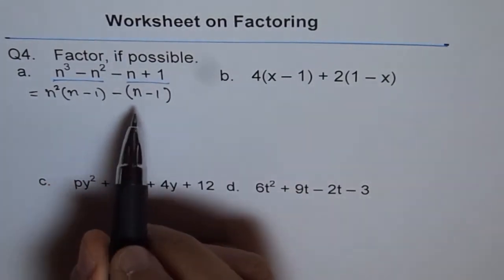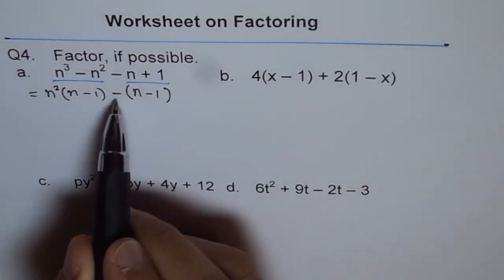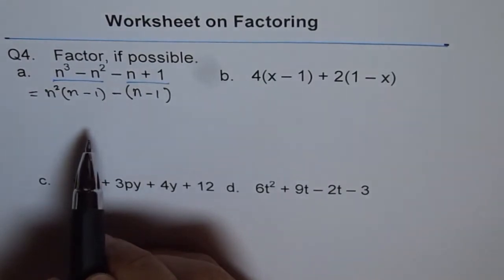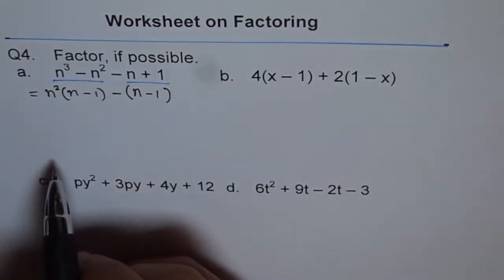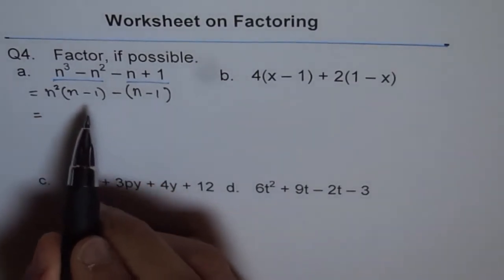It is also a good time to check. So if you multiply and open this bracket, then you get what? Minus n plus 1, which is the actual thing, right? Now these 2 are equivalent expressions. So let's continue with these equivalent expressions.